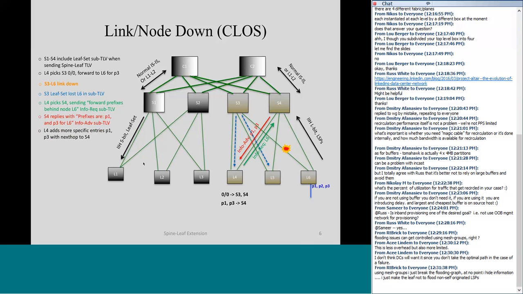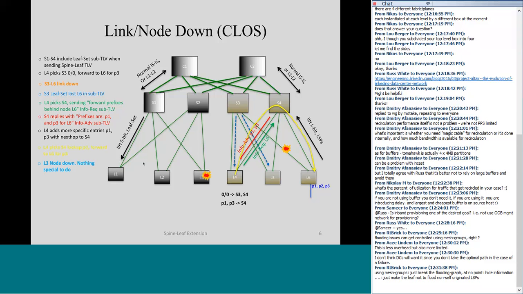And L4 in turn learns this and will install more specific prefixes in the routing table and the forwarding table saying, for P3 and P1, I can use S4 to reach them. The rest still stay the same, using the default route. So this is how the reroute works in the link down case.